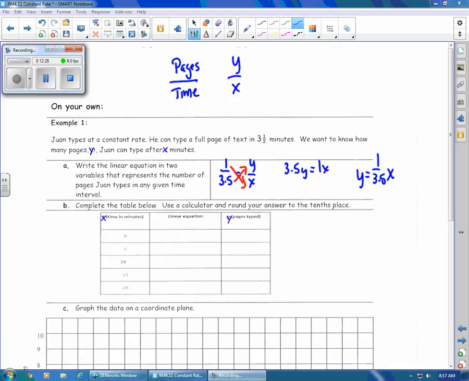So if we recopy our linear equation here, y equals 1 over 3.5x. Going to plug in our different values for x, calculate what y would be, and I'm going to ask you to pause the video, complete the table, and then unpause the video to check your answers.